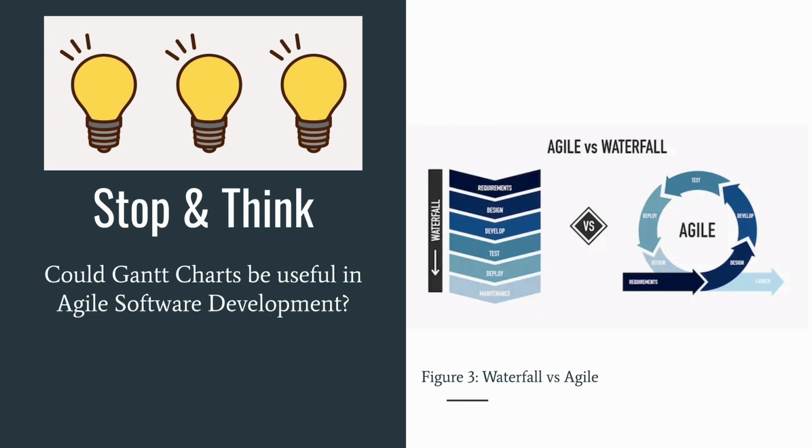Agile prioritizes responding to change over following a rigid plan, allowing teams to continuously improve and adapt to evolving requirements throughout the development process. So go ahead, take a second to determine whether Gantt charts can be useful during agile development. Feel free to pause the video and think about it.